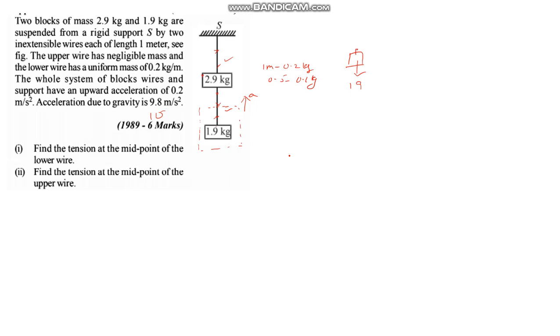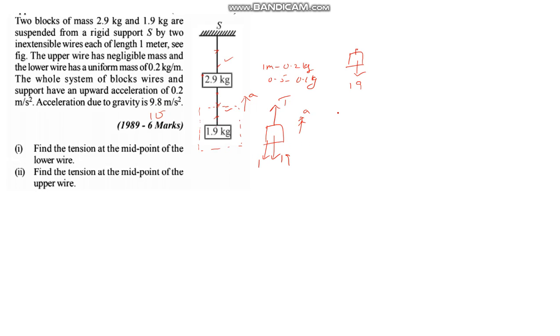Let me draw here. 19 acting downward, T acting upward. Acceleration is happening in the upward direction, and you have to consider the mass of the wire also. We have considered this wire length is 1 meter, so half will be 0.5. So 0.5 is 0.1 kg. This mass also will be acting downward. So it is 0.1 kg, so it is 1 newton.